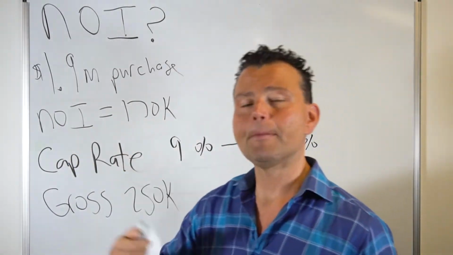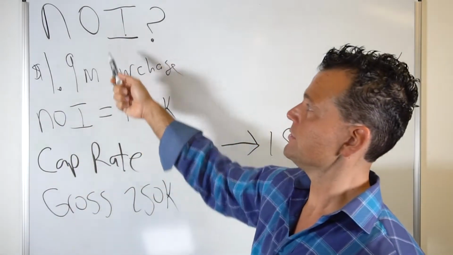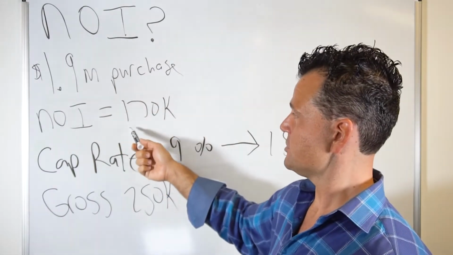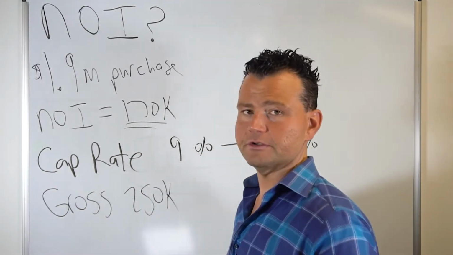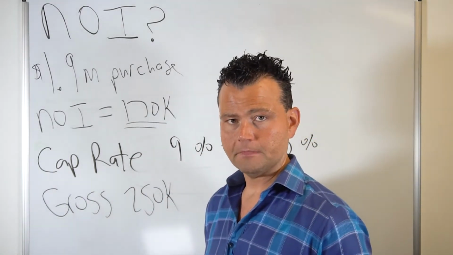NOI is net operating income. That means after all the bills are paid, this is how much the investor is netting right here, $170,000 a year. They're netting $170,000 a year.